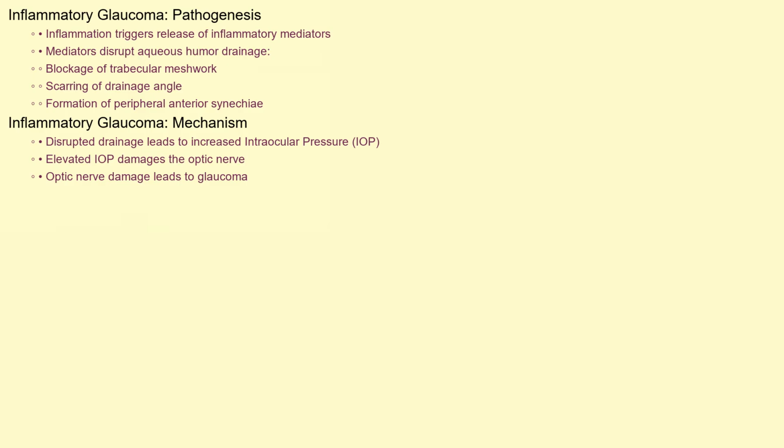further impeding outflow. Thirdly, in some cases, inflammation can lead to the formation of peripheral anterior synechiae, which are adhesions between the iris and the cornea, closing off the drainage angle. All these mechanisms cause a buildup of intraocular pressure, IOP, which damages the optic nerve, ultimately leading to glaucoma.